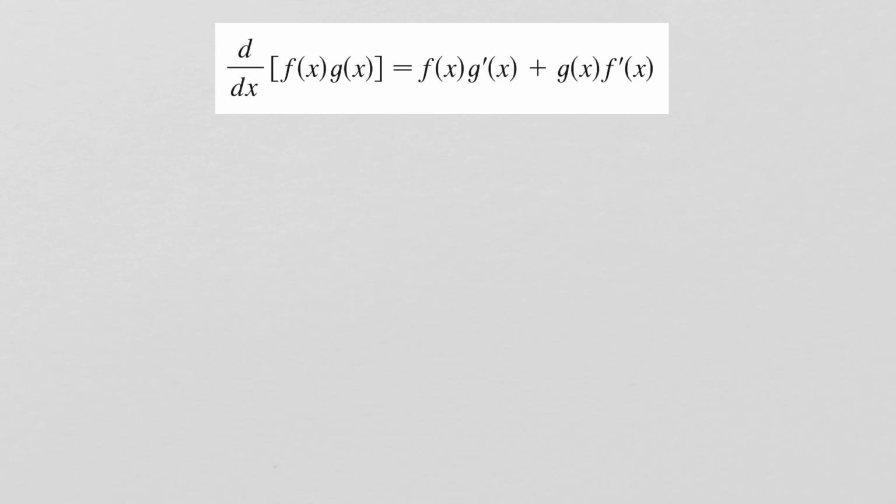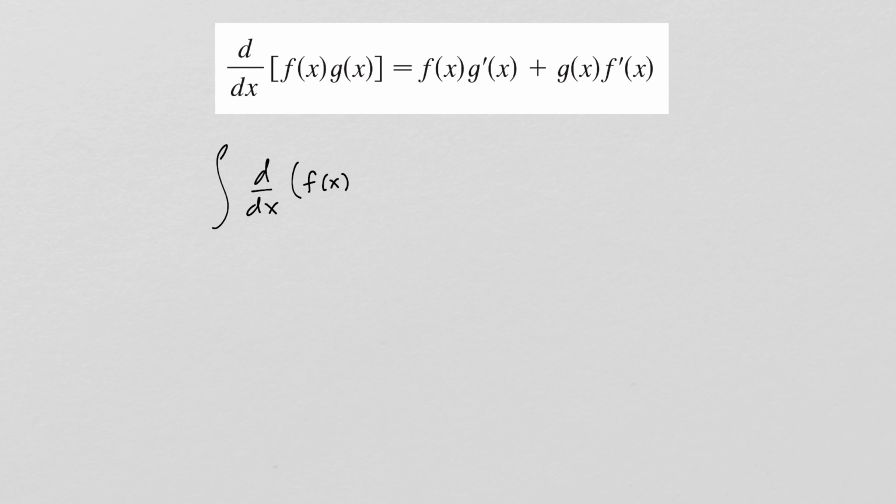We know that the derivative with respect to x of the function f of x times the function g of x is f of x times the derivative of g of x plus g of x times the derivative of f of x. Now, because each of these are functions in their own right, we can take the antiderivative of both sides of the equation here.